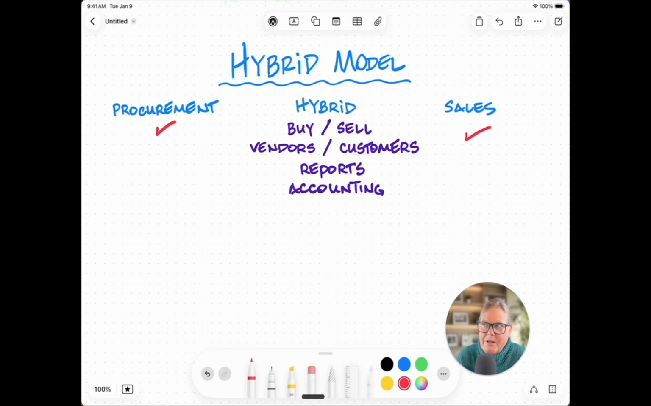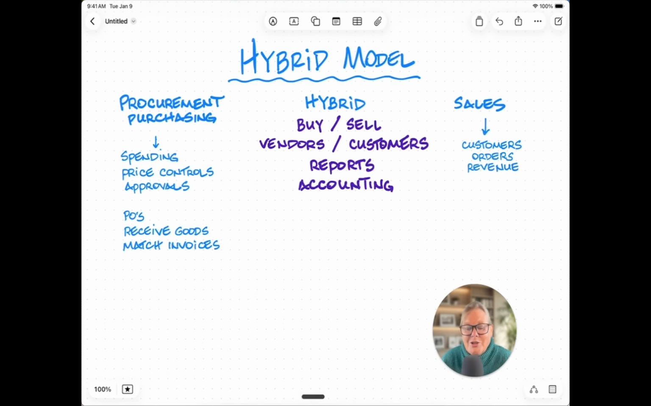So the key is to know what the depth is. So here's my diagram, and in the center, I have the hybrid model. And you might wonder what type of business would even use this model. You could think of maybe a distributor, an equipment dealer, or even a manufacturer, someone who made maybe a commercial dishwasher. They'd have to buy the parts, they'd have to buy sheet metal, wires, all that kind of stuff. And then they would have to make the dishwasher and then turn around and sell it. So they would have to definitely keep track of both sides very carefully.